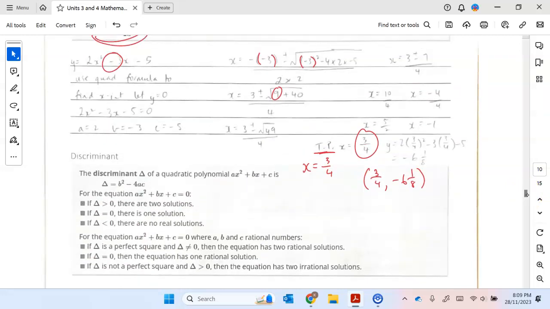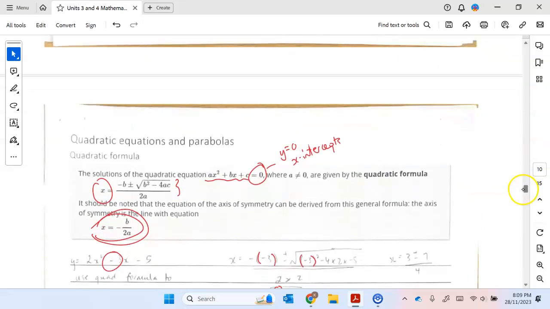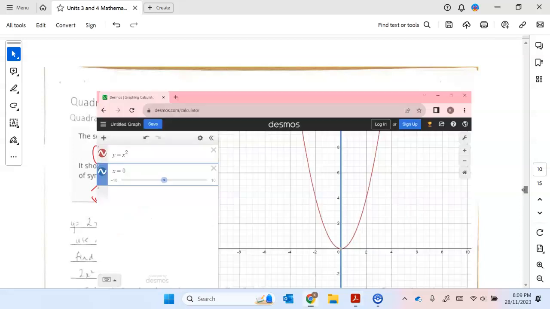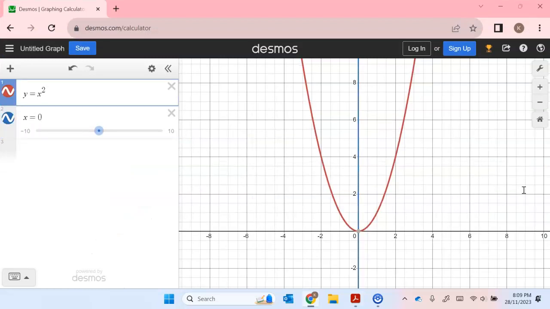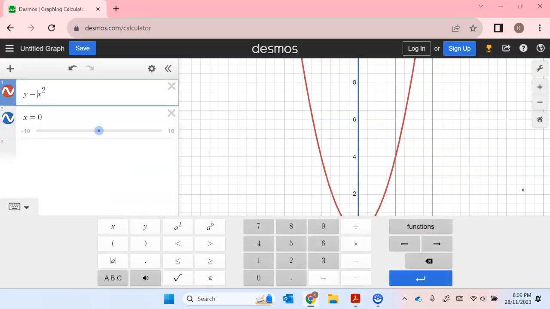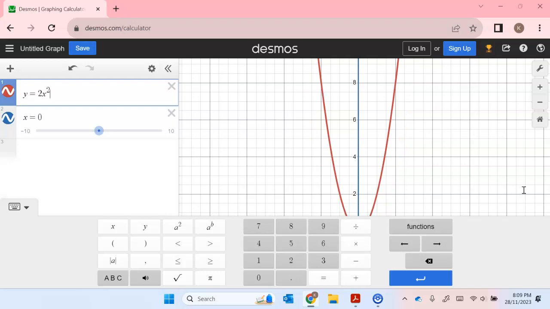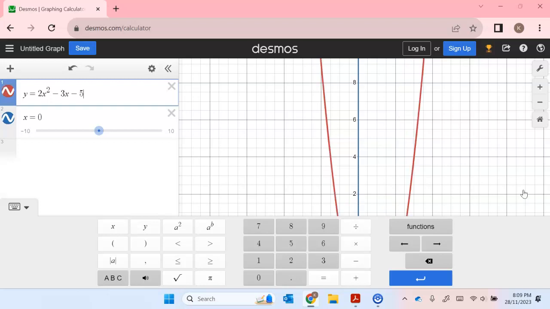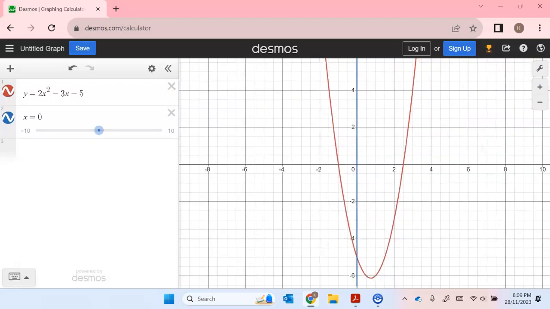Then once you've got your x value, you do need to substitute it into your equation to get the y-coordinate. So that's what's happened down there. Let me quickly use this one as an example, sorry, I'm all over the place. Hopefully you haven't got motion sickness. So 2x squared minus 3x minus 5. Let's put that into Desmos so I can show you. 2x squared minus 3x minus 5. And just pop that down so you can see it's shifted.